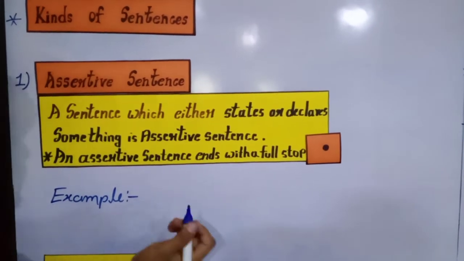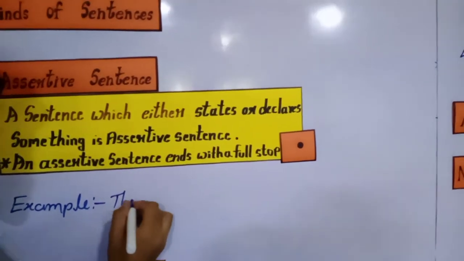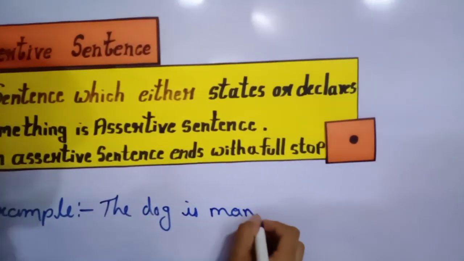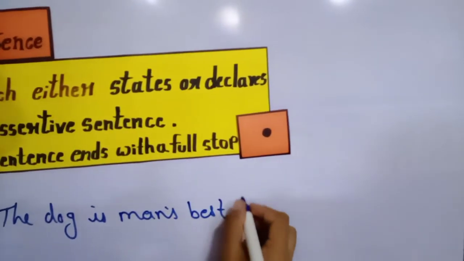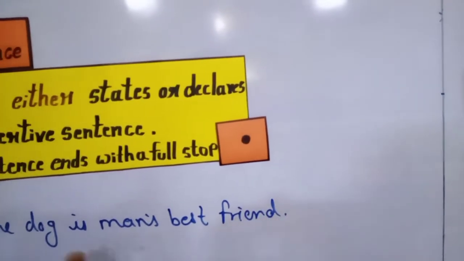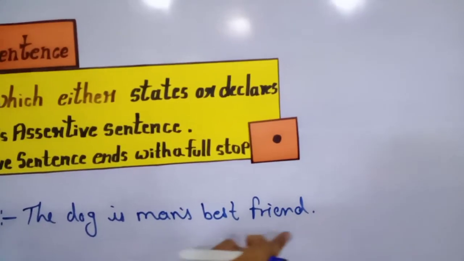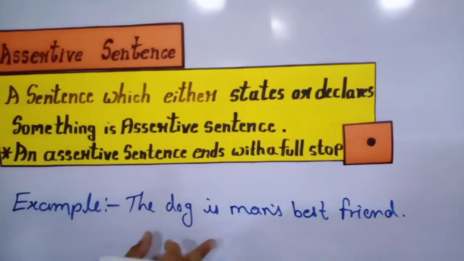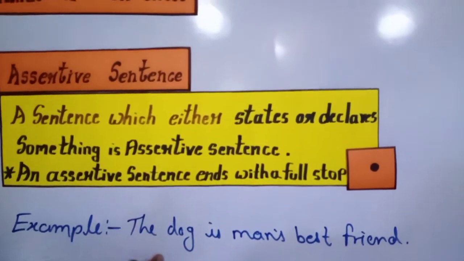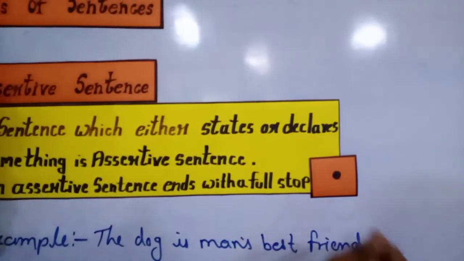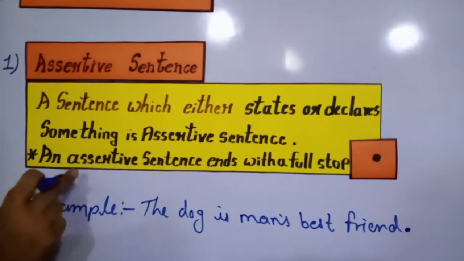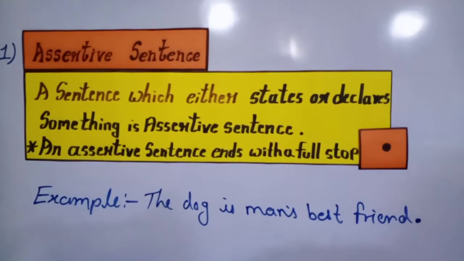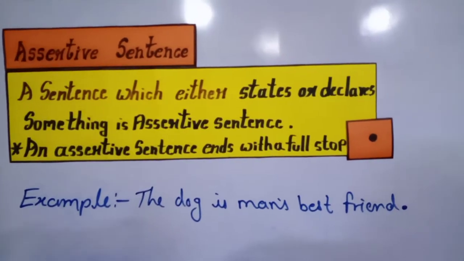Let's see an example. The dog is man's best friend. This is a statement which we are declaring. So this is called an assertive sentence, and here at the end of the sentence we have a full stop. As we learned, an assertive sentence could be an affirmative sentence as well as a negative sentence. So let's take an example of an affirmative sentence.